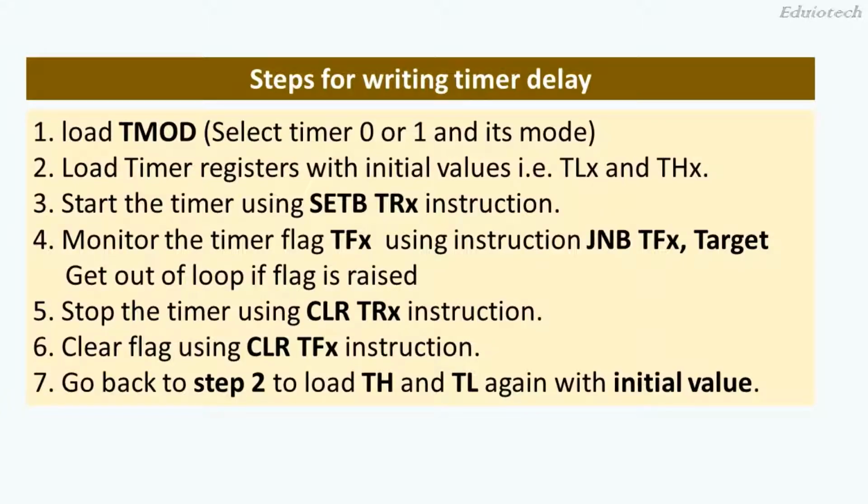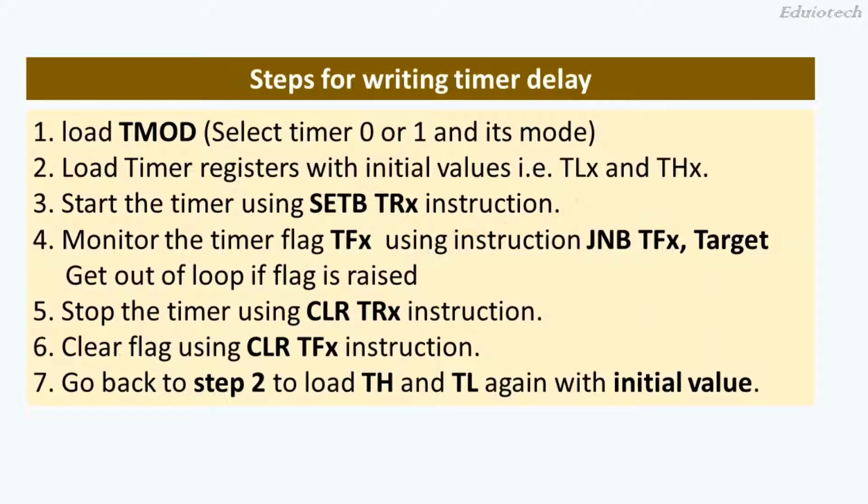Now before going ahead, look at the steps that we require to know for writing a code for timer delay. First, load the TMOD register to select timer 0 or 1 and its mode. Second, load the timer registers with the initial value, that is lower byte and higher byte, that is TL and TH. Third, start the timer using the instruction SETB TRX, where X can be 0 for timer 0 or 1 for timer 1.